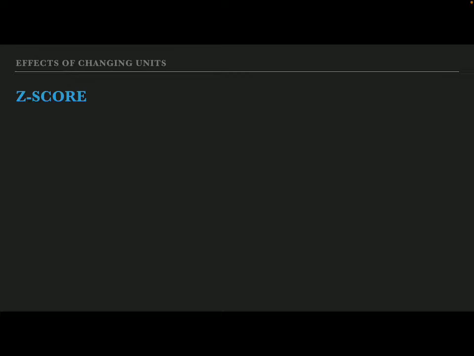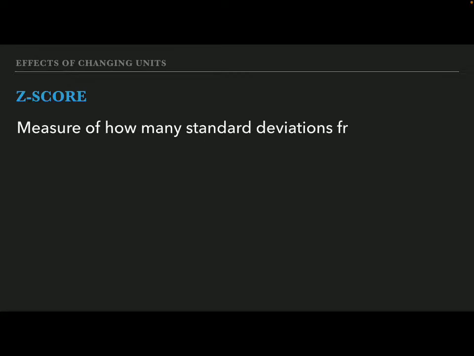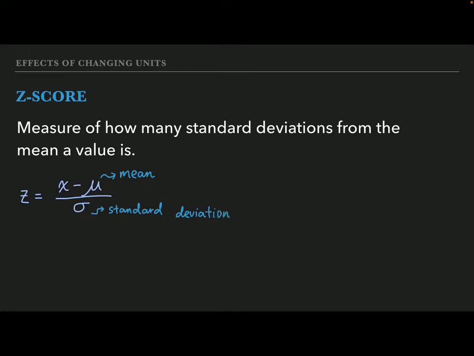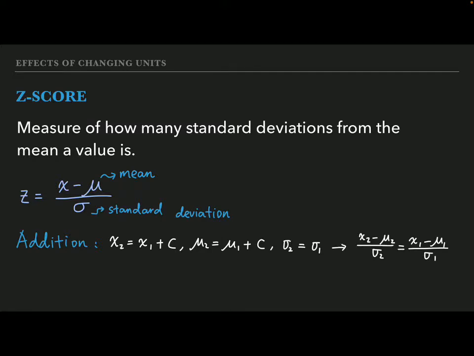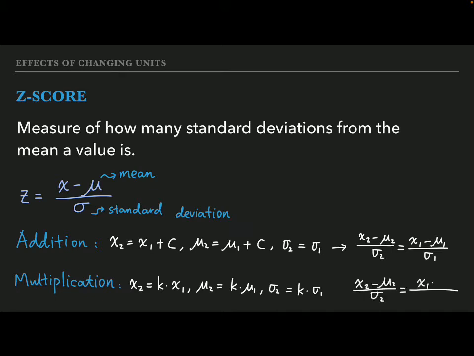Meanwhile, the z-score, by definition the measure of how many standard deviations from the mean a value is, does not change under both situations. In addition, both the value and the mean shift by the same constant value, and the standard deviation doesn't change, so the z-score in both units are the same. For the multiplication part, all of the value, the mean, and the standard deviation are multiplied by the same constant value, so the z-score doesn't change either.